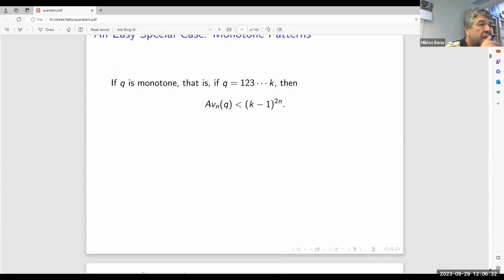So let Q be the monotone increasing pattern 1 through k, 1, 2, 3, all the way up to k. In that case, it is easy to prove that the number of permutations avoiding that pattern of length n is at most (k minus 1) to the 2n. So in that case, that constant C_Q is (k minus 1) squared. And here is how you do it.